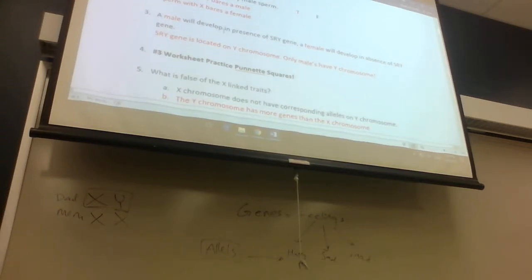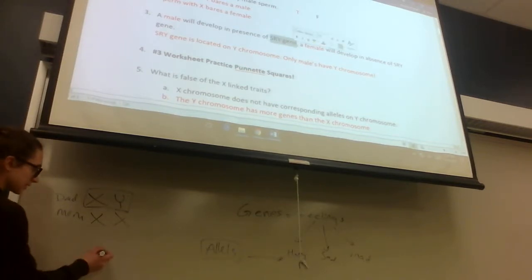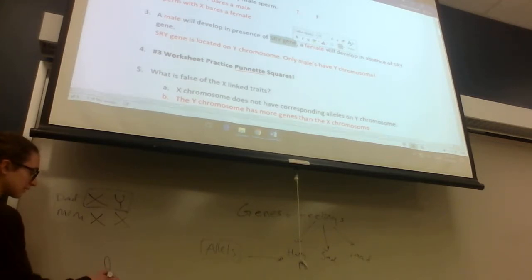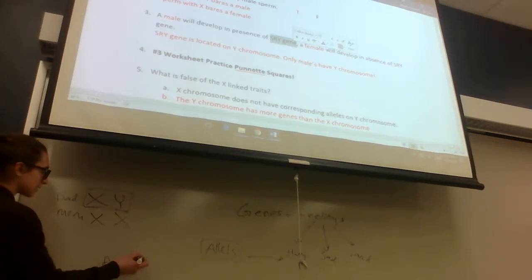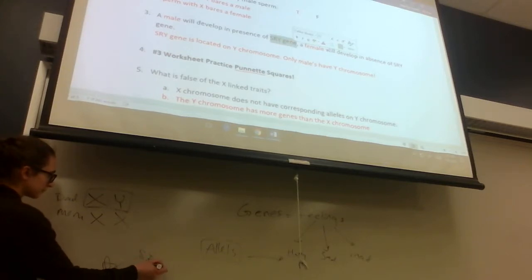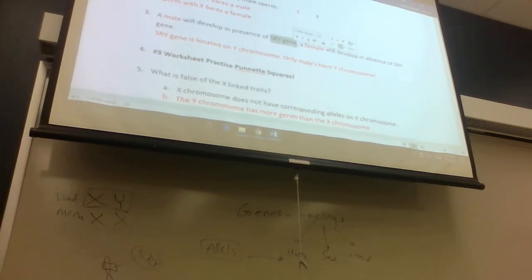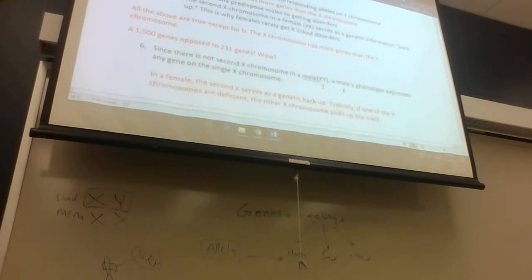So a male will develop in the presence of the SRY gene. If this is your Y chromosome, the SRY gene is a segment on it. When the body detects it, it will start producing a male. When there is no SRY gene, it will be a female by default. Oh, okay, that's pretty neat. Yes. This is a Punnett square thing, but we were fine.